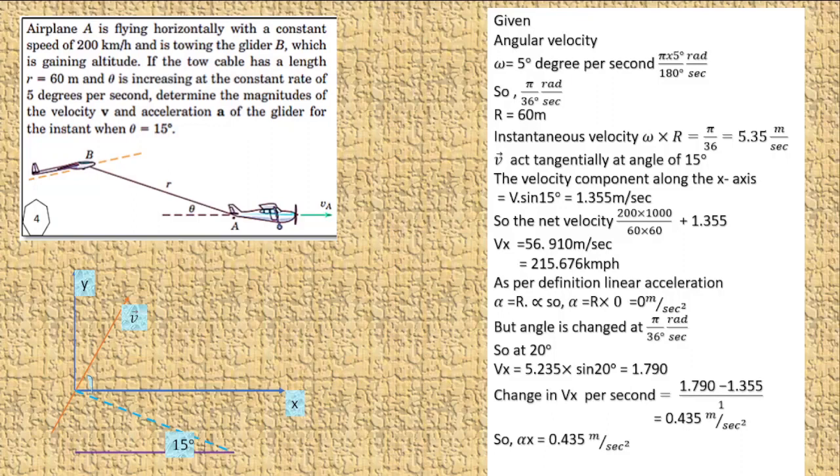So the change in Vx per second is given as here. We can simply calculate 1.790 minus 1.355. We will get this value, and the acceleration in x is this value. So we can simply calculate the acceleration and the velocity magnitude as stated here. So we determine the magnitude of velocity and acceleration of the glider for the instant when theta equals 15 degrees.